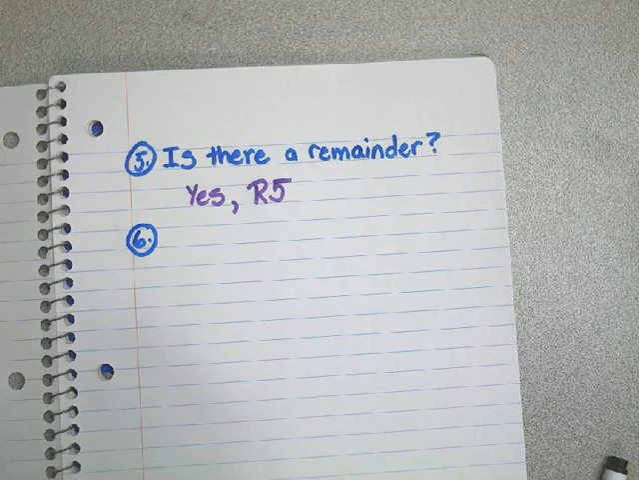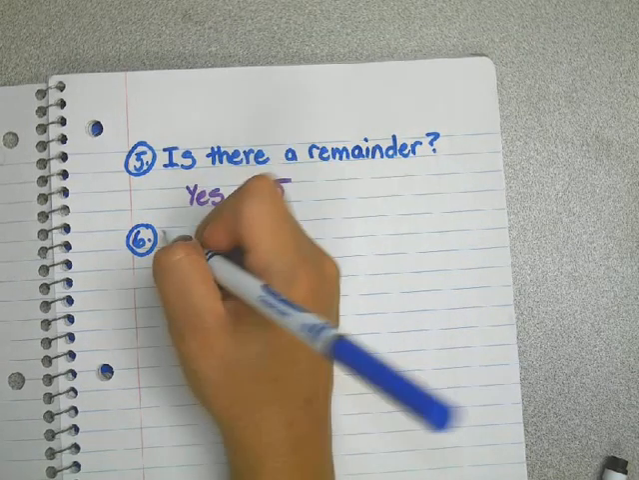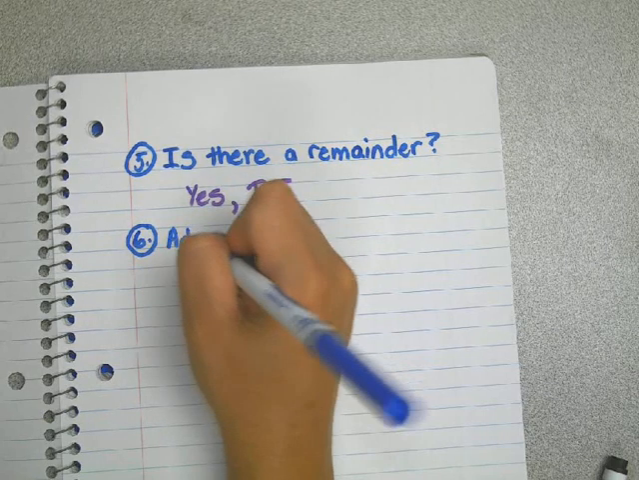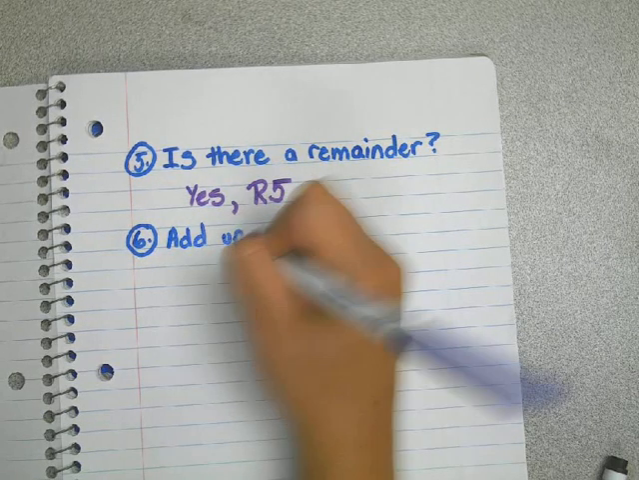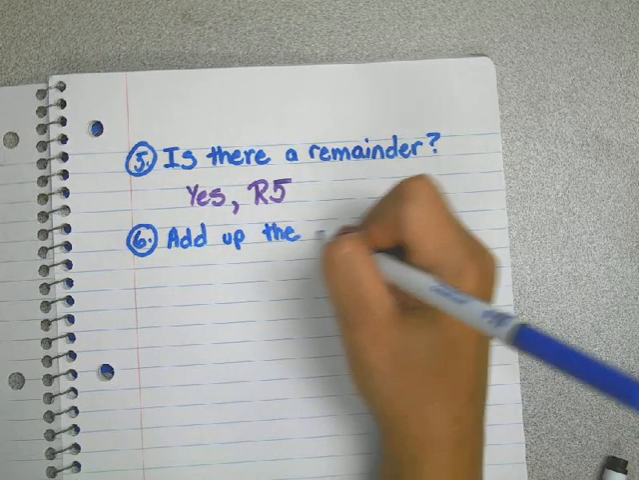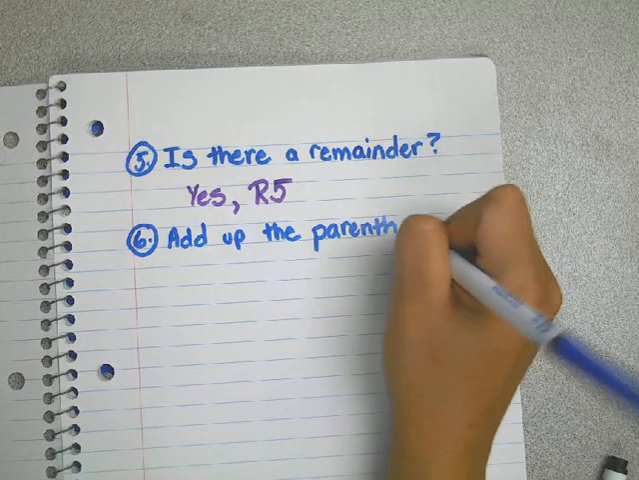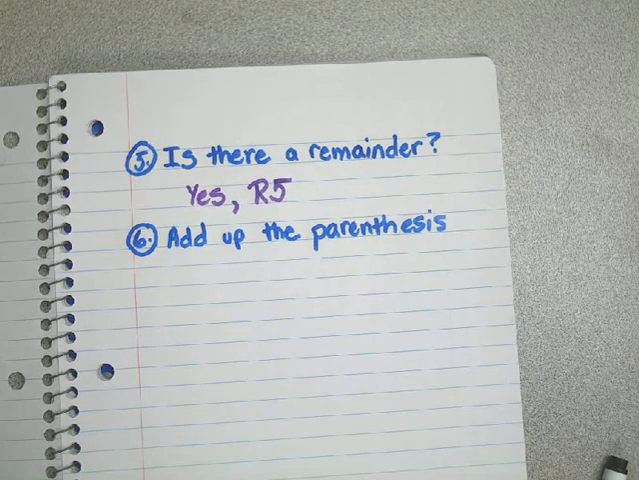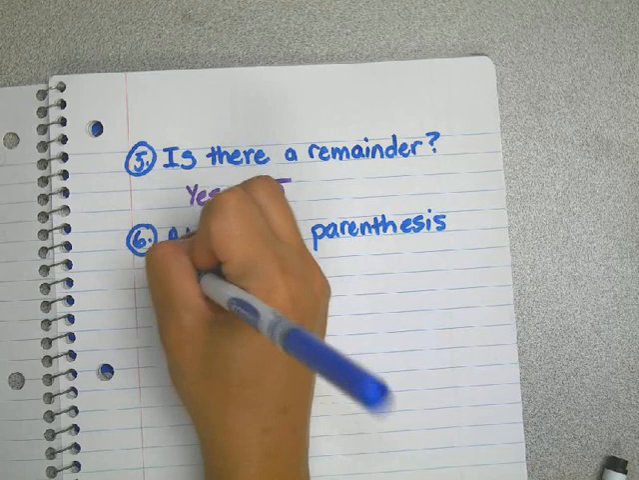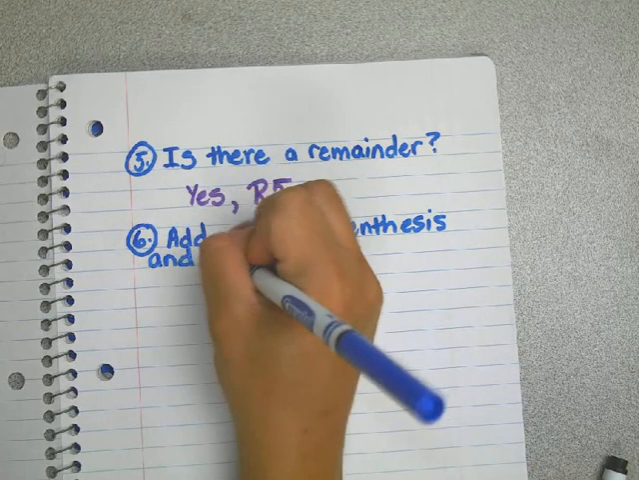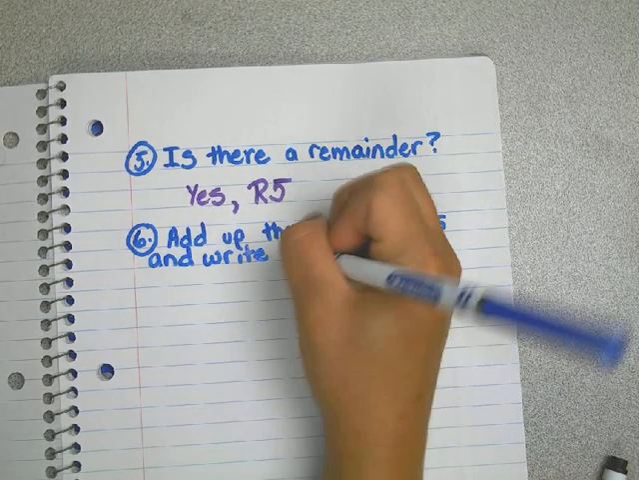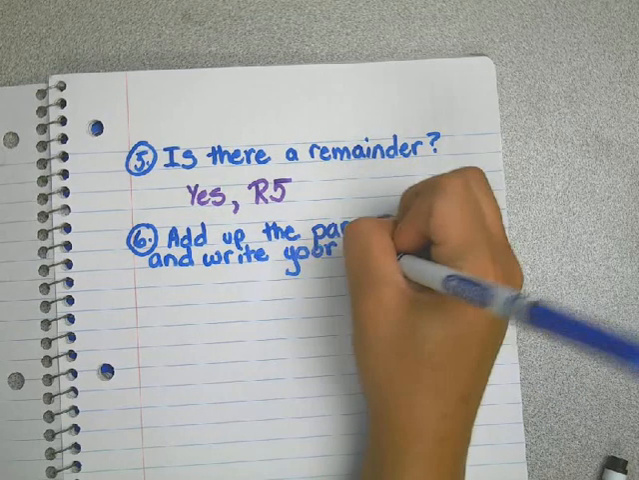Step 6, you're going to add up the parentheses and write your answer. I'll show you what that means. Add up the parentheses, and write your answer.